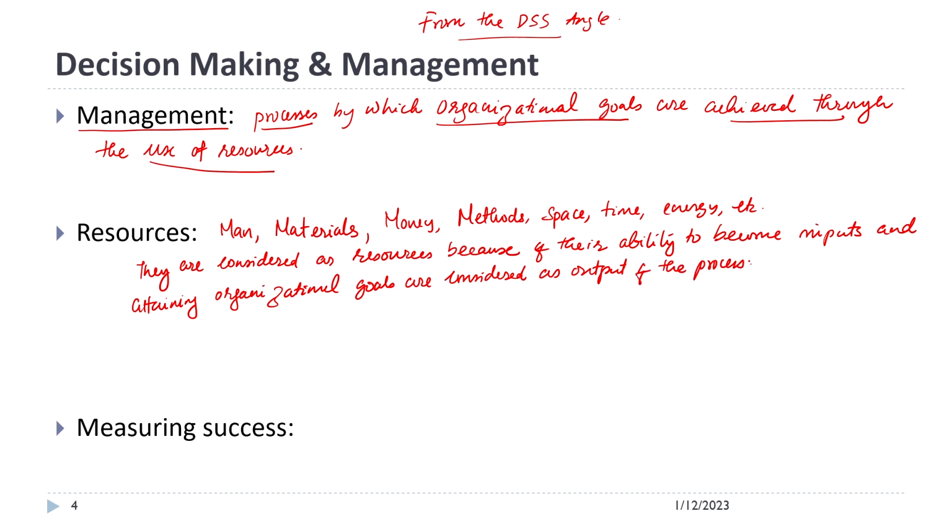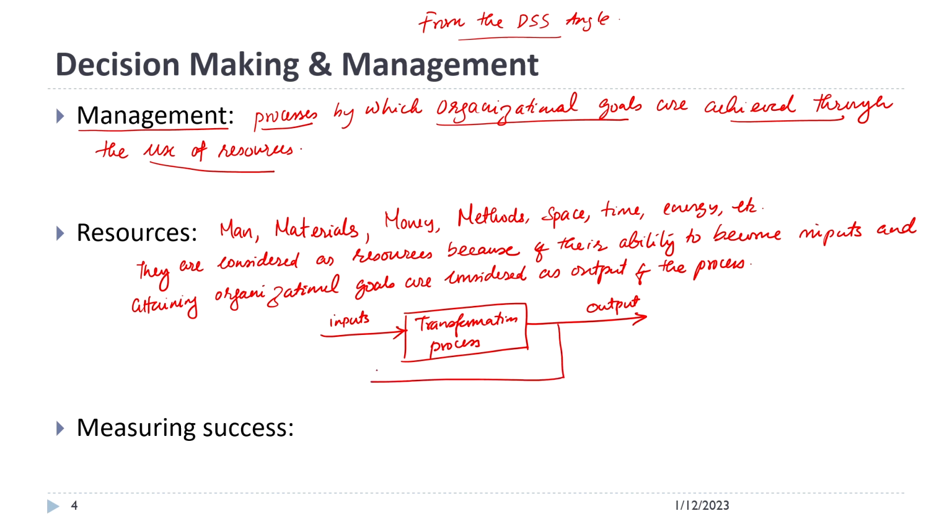One way to think about it is, for the time being, I am just going to draw a black box and call it the transformation process. It is a process, a black box, and you have inputs to it, and you have outputs. The output we call an organizational goal, and sometimes from the output to the input we tend to have what we call feedback.